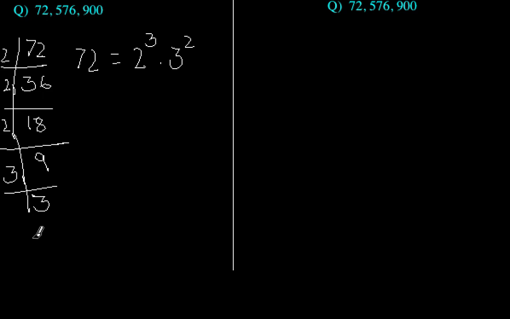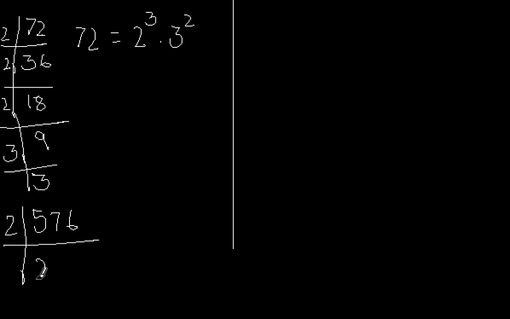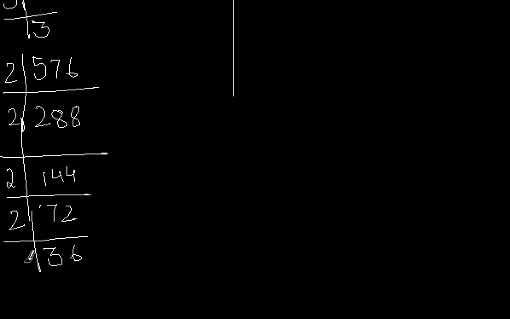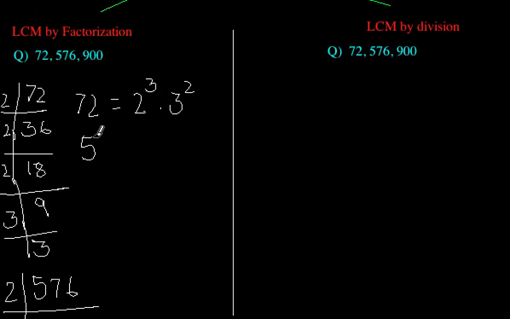Similarly, doing prime factorization for 576, we divide by 2, we get 288, then 2, we get 144, then 2, we get 72, again 2, we get 36, which is 2 square into 3 square. So the power of 2 is 6 and it is 3 square. So 576 is 2 raised to power 6 into 3 square.